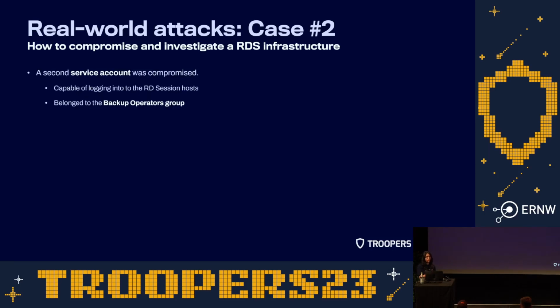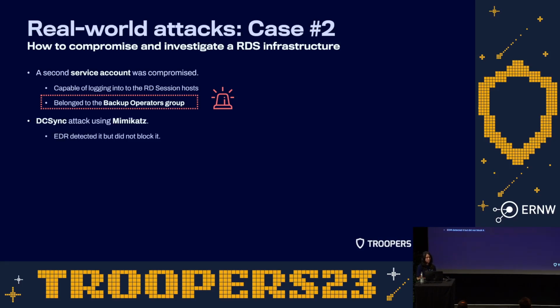So once inside that internal network, a second service account was compromised. And that service account could still log into RD session hosts. Really, the best thing that could happen is that that account belonged to the backup operators group. By belonging to that group, it means that all the files can be backed up and restored. That account can log on and shut down PCs. And what's crucial here is that it can remote connect into the domain controller.